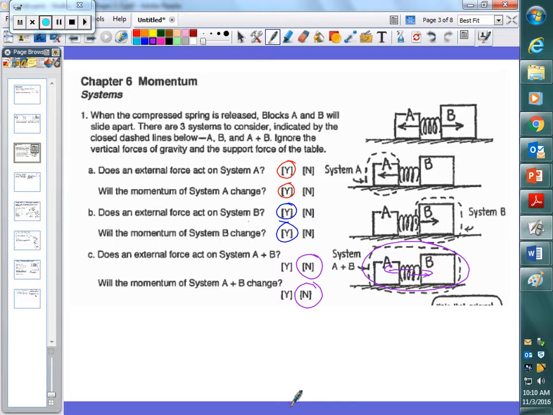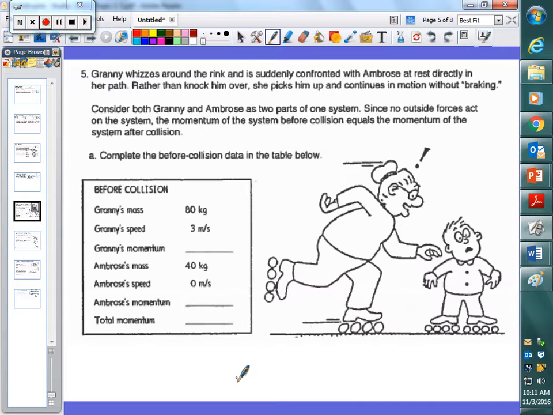All right. So let's put some numbers on it. Let's go to page 2 of that packet, and let's look at this picture of Granny and Ambrose. Let's do a couple of quick calculations. They're pretty easy calculations. It says Granny whizzes around the rink and is suddenly confronted with Ambrose, who is at rest directly in her path. Rather than knock him over, she picks him up and continues in motion without slowing down or braking. The fact that Granny is roller skating is pretty cool, but then the fact that she could pick up a small child while she's roller skating is quite impressive in itself.